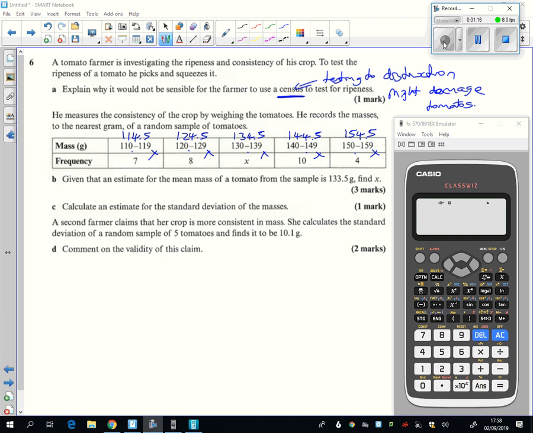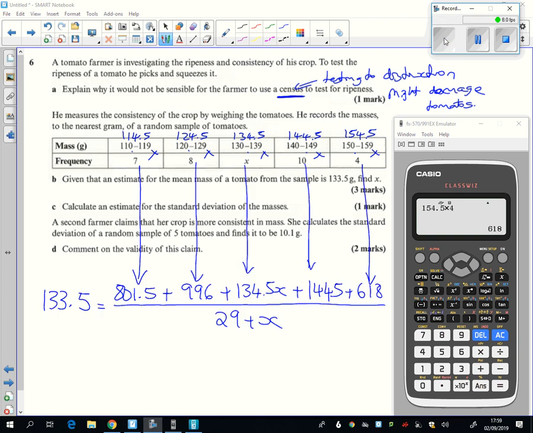Let me use the calculator. Just pause for a second. And magically all the numbers appear. So what I've just done, I did 114.5 times 7, plus this times 8, plus this one times x, this one times 10, and this one times 4. And of course, in a normal way, you'd add all of these things up and divide by how many there are. How many are there? 15, 25, 29 plus the x, and that equals the mean. So you've got an equation to solve.